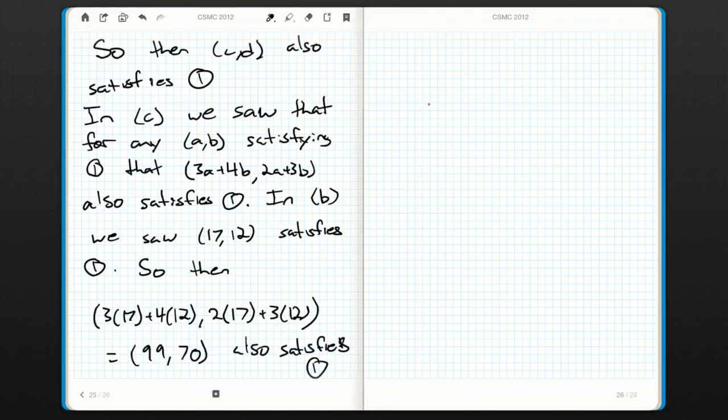But if we were unsure of this, what we could do is double check. We could say 99 squared minus 2 times 70 squared. What's that? Well, that's going to be 1. So we can double check that we haven't made an arithmetic mistake here.